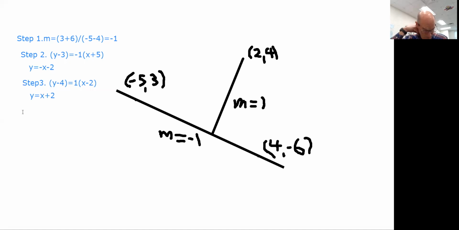Now, step 4 is to set these two equations that we have in step 2 and step 3 here equal to each other. So we have minus x minus 2 equals x plus 2. And if we solve this, we get 2x equals minus 4. So x equals minus 2. Now, if we take that x equals minus 2 and stick it into either one of these two equations up here, we'll get a corresponding value of y equals 0. So if we come back to our drawing here, we have determined that this point right here has a set of coordinates which are minus 2 and 0.